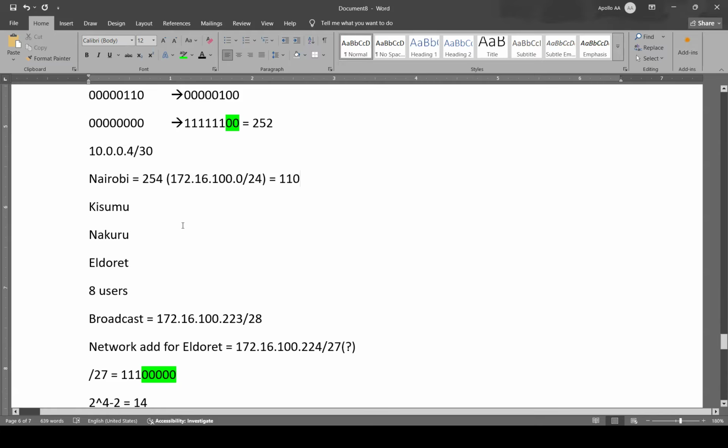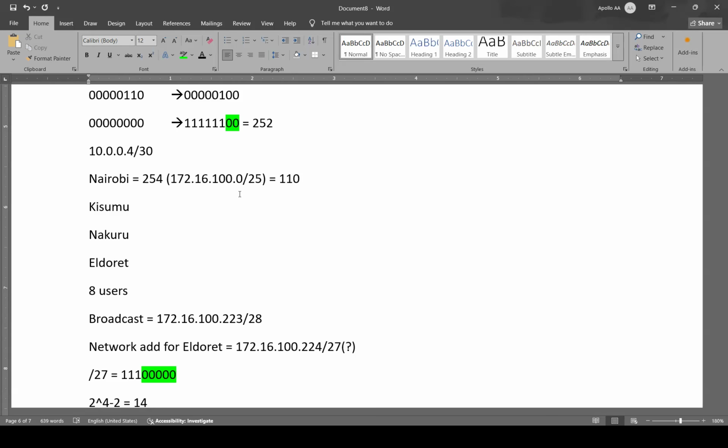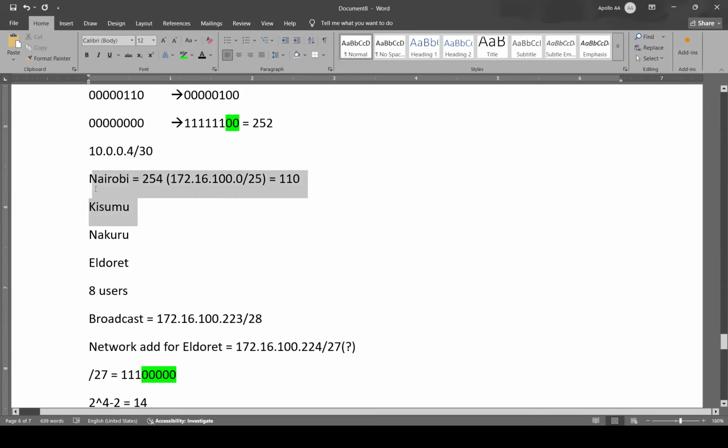Or if you say, no, I'll just borrow 1 bit and that's all, you will only take care of Nairobi and Kisumu. If you just borrow 1 bit and say, I'm going to use a /25, you will borrow 1 host bit, make it a network bit, which will give you 2 subnets, and that will take care of Kisumu and Nairobi, and that's all. We want you to take care of the Nakuru and Eldoret branches.